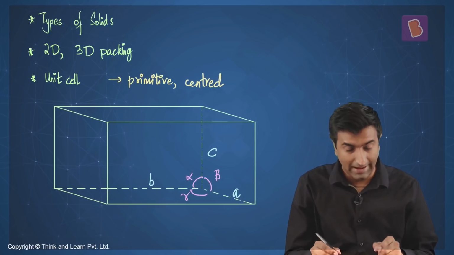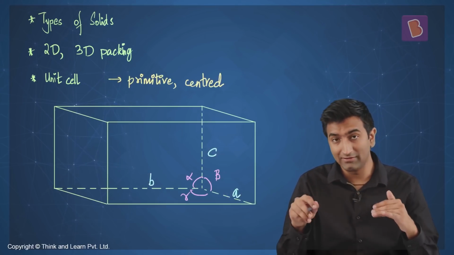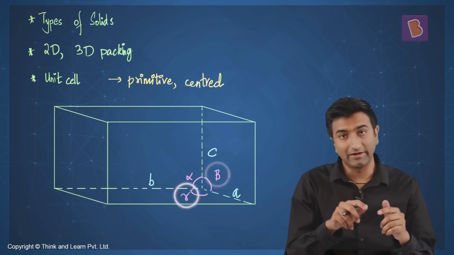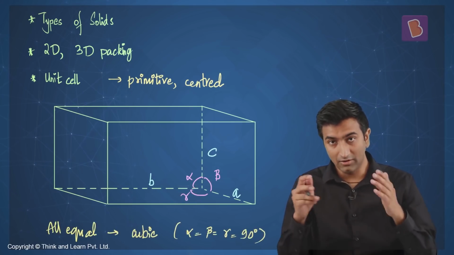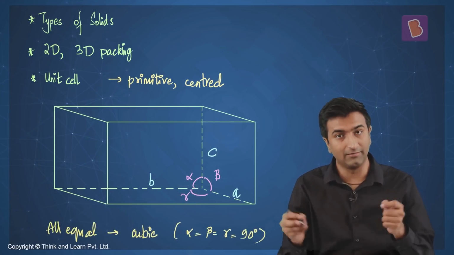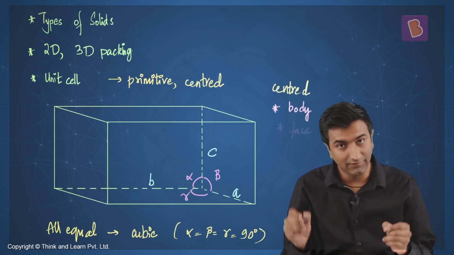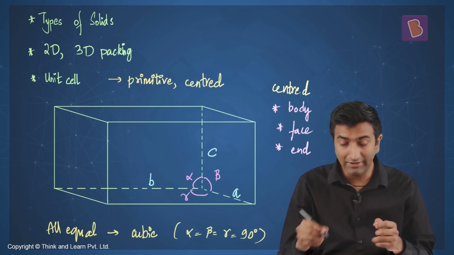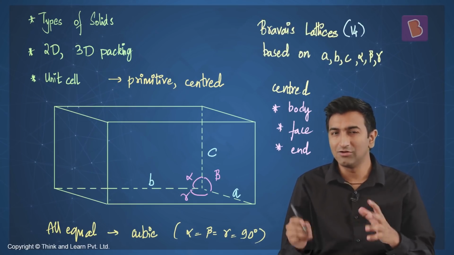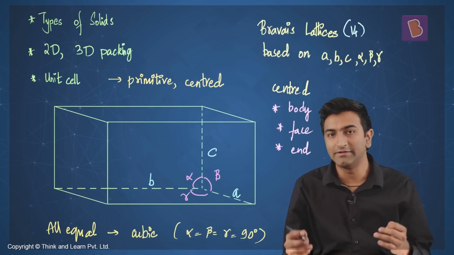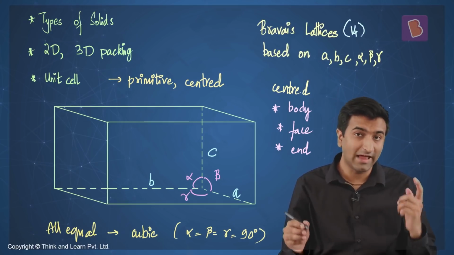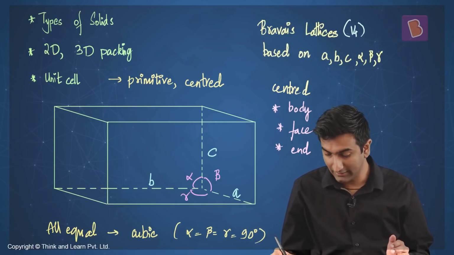What you have in front of you is a diagram which you have A, B, C sides of the unit cell and alpha, beta, gamma, the angles that these sides make. Now, depending on these and whether the atoms would be fitted in body centers, face centers, or end centers, you get 14 different Bravais lattices. Now, this idea is not tested a lot in the JEE advanced exam, but in the JEE main exam, questions have been asked just on this basic theory.